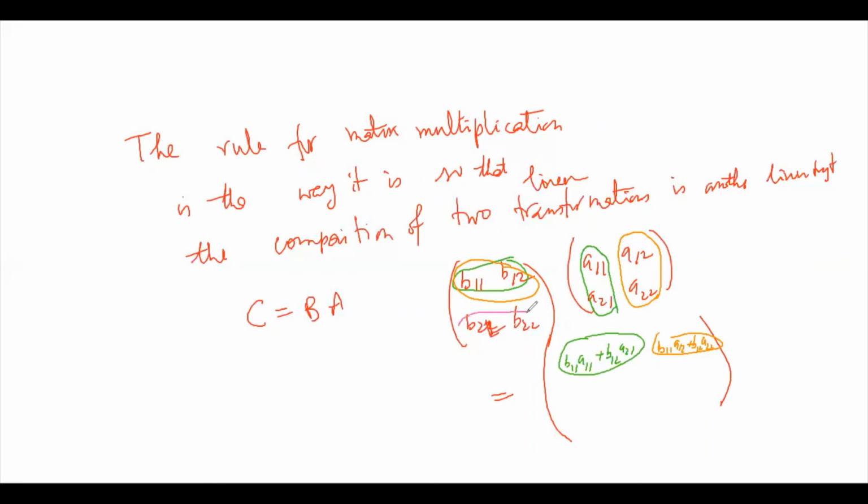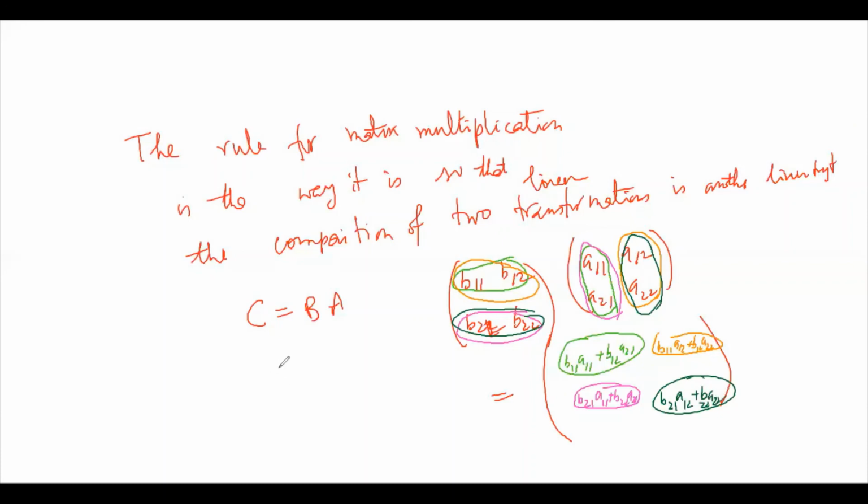Similarly, two more left. You have this and this. So that gives rise to here, and you can read off B21 A11 plus B22 A21. And lastly, you have this and this, and this is the last element here. So let's just do that: B21 A12 plus B22 A22.